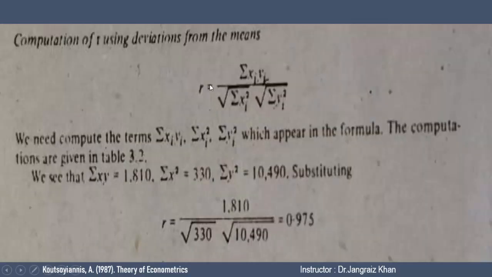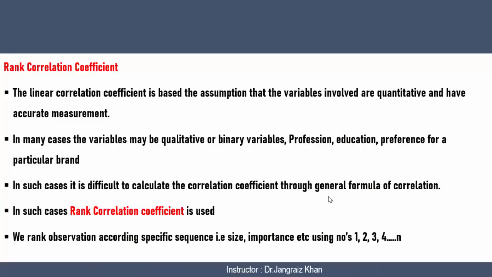The correlation coefficient formula is R is equal to summation xy divided by the square root of summation small x square times summation y square. The value of the small xy is 1810, so we put it here. So 1810 divided by summation x square, that is 330 under the root, and then 10490 under the root. By solving it, we get 0.975, which is the required value of the correlation coefficient.